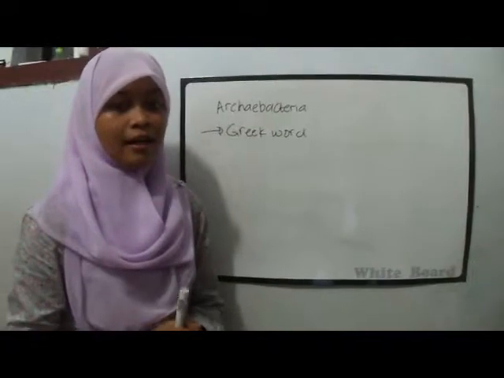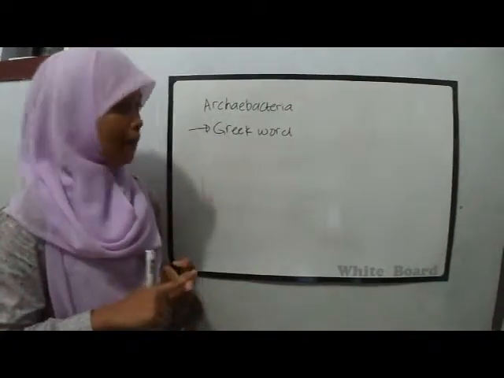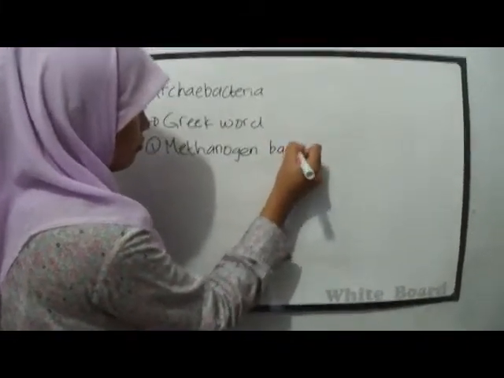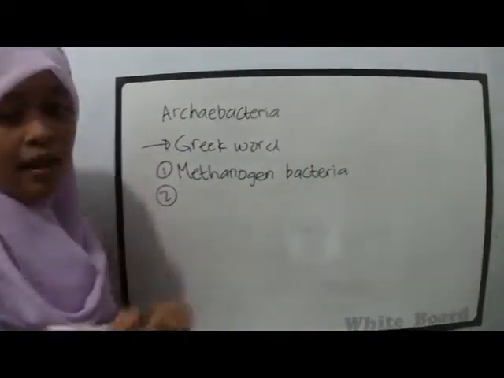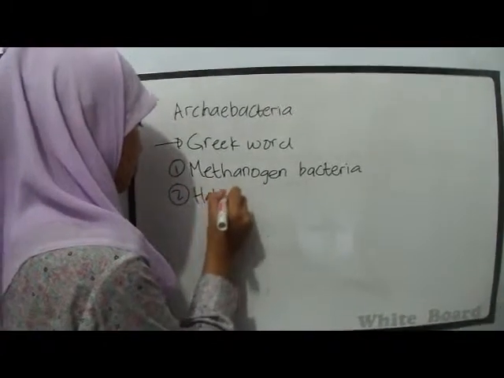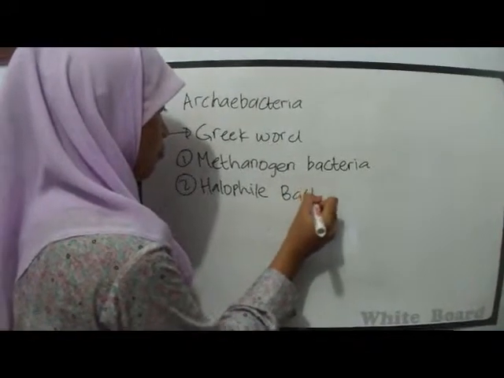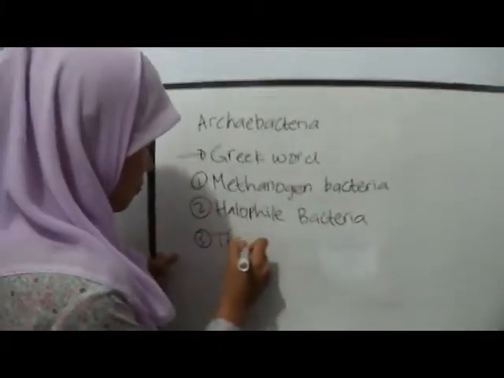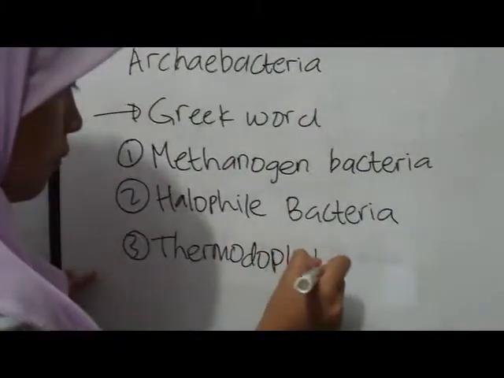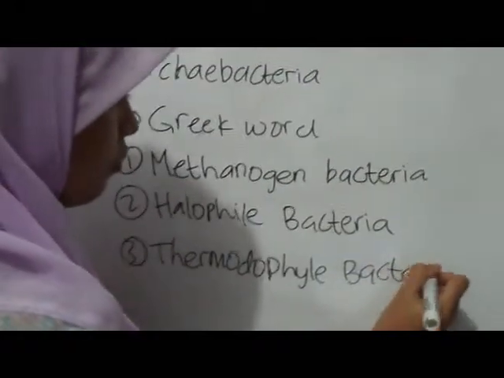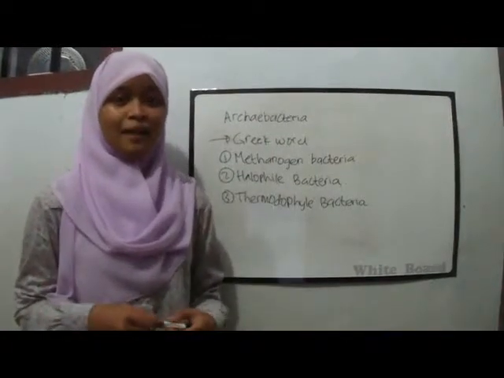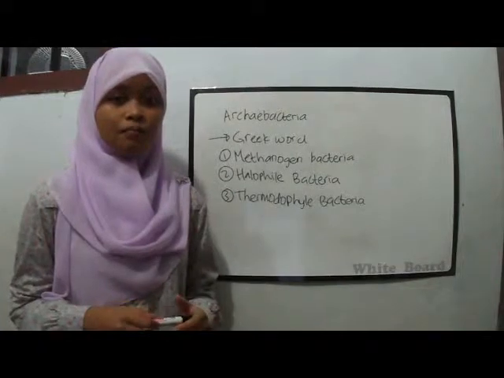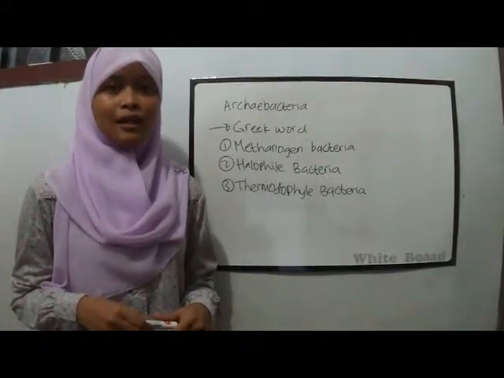According to its extreme surroundings, Archaebacteria is divided into three groups: methanogen bacteria, halophil bacteria, and thermophil bacteria. Methanogen bacteria produce methane from hydrogen and carbon dioxide. Methanogen bacteria live in swamps and decomposers. An example of methanogen bacteria is Methanobacterium.